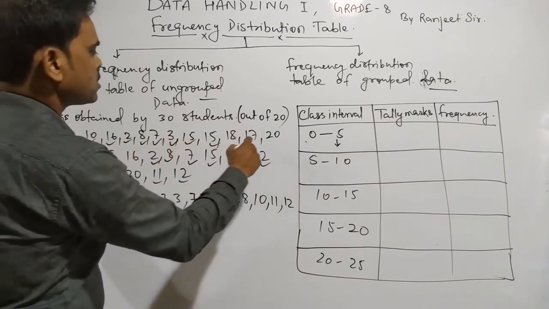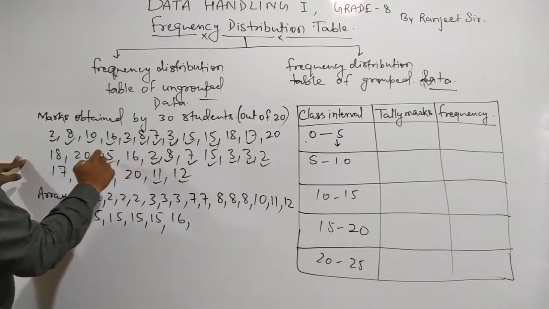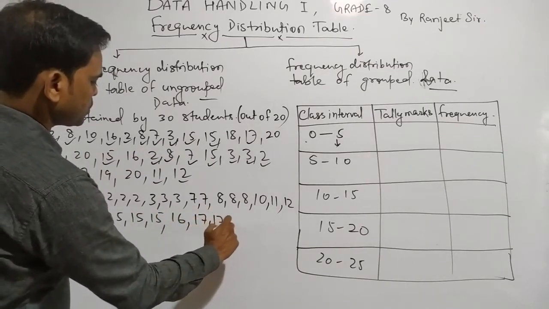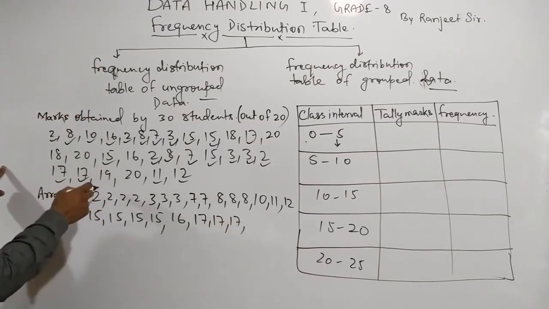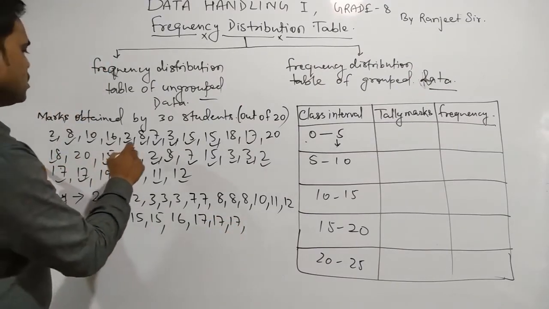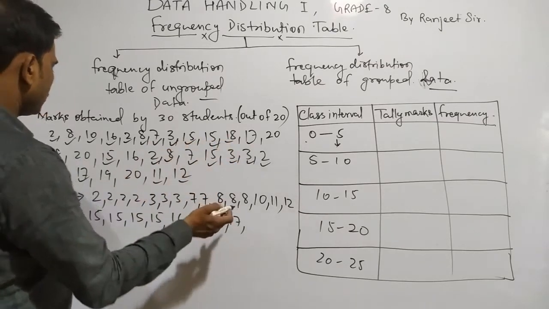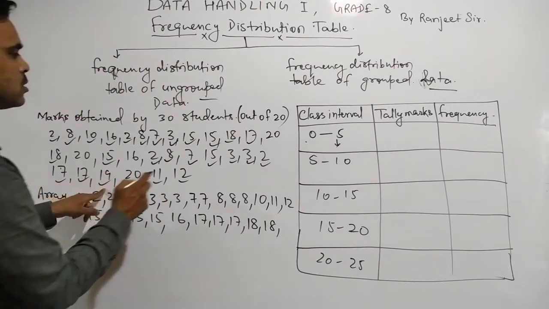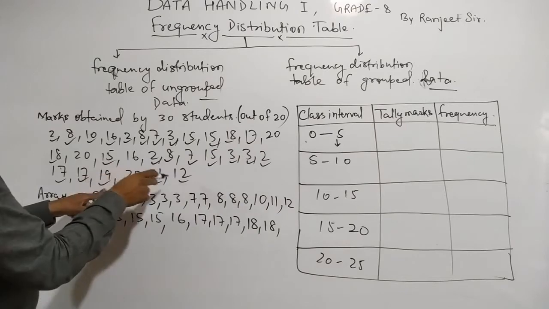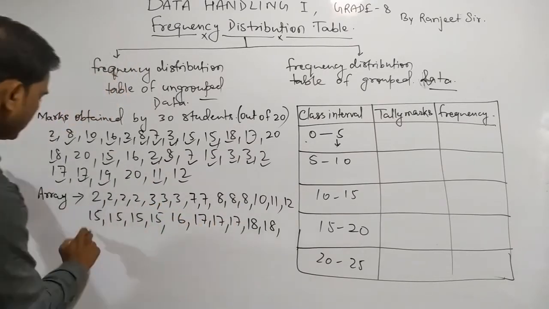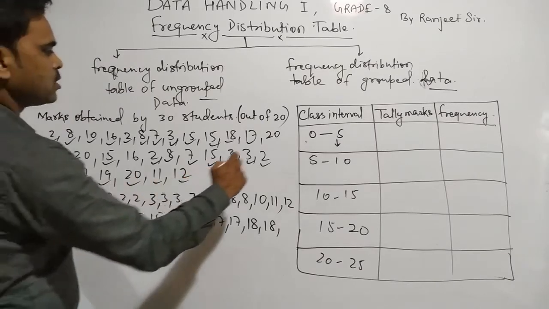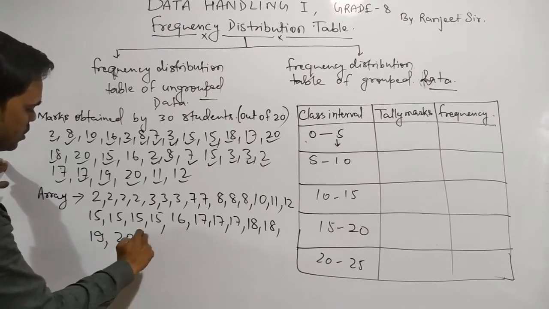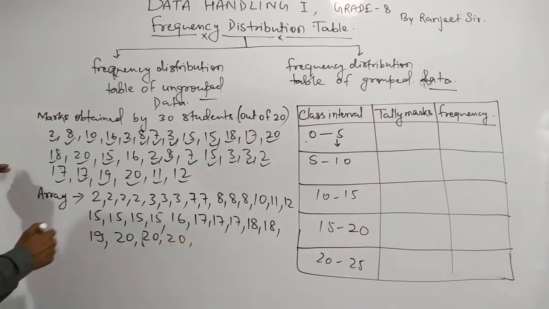17 is somewhere else. Yes, one time. 17 is 3 times. Okay, then 18 is somewhere else. 18 is 1, 2, so 2 times 18. Now 19 is one time here, somewhere else? No, so you'll write here 19. Now 20 is 1 here, 2, 3, so 3 times you'll write. Now one more time we'll check it.